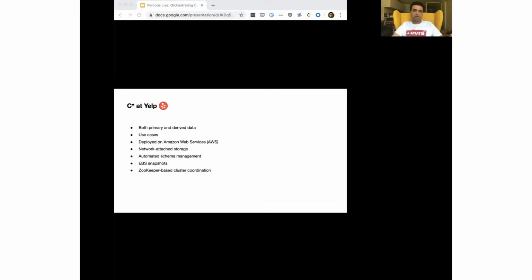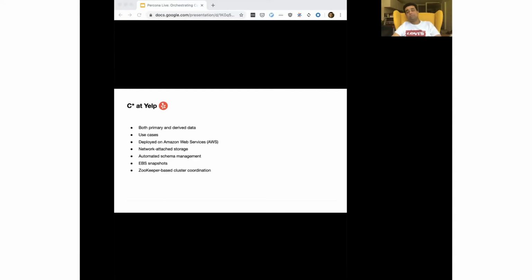Whereas AWS provides a very robotic way of detaching and attaching these volumes from instances, a very out of the box way, which is very good. Coming back to Cassandra at Yelp, we use automated schema management wherever feasible.